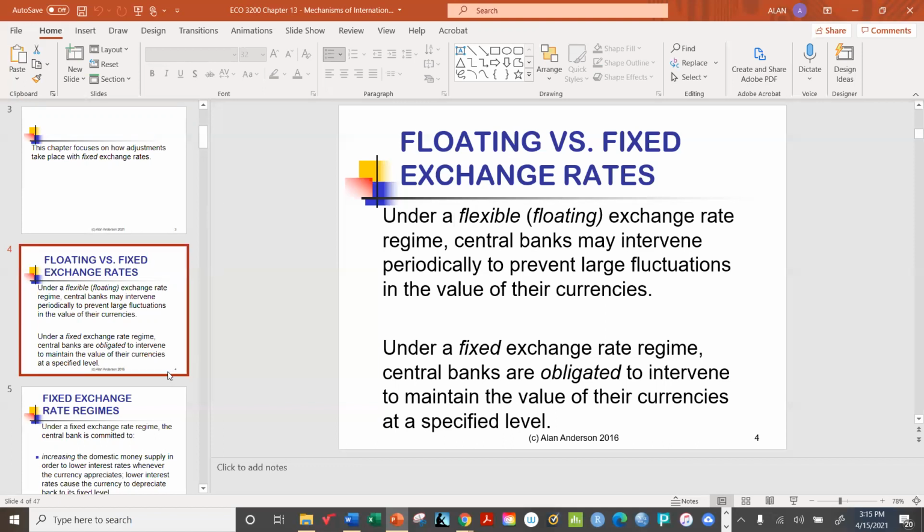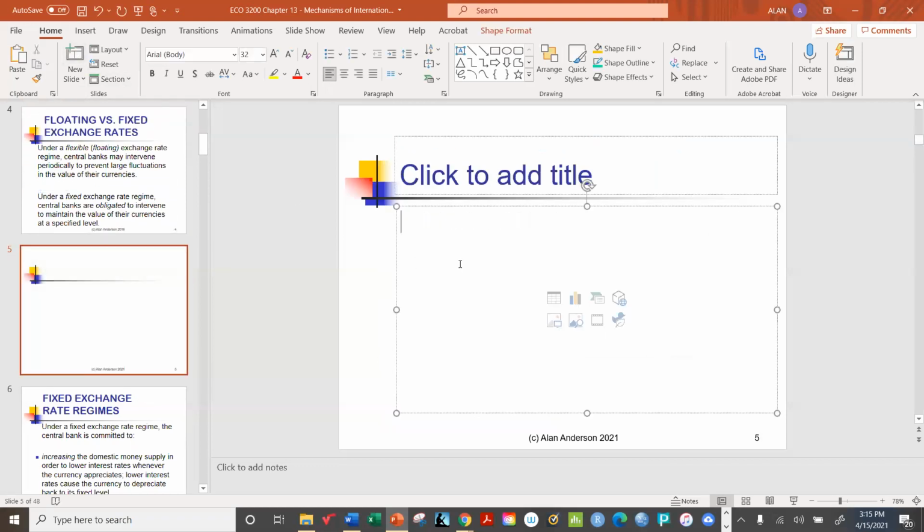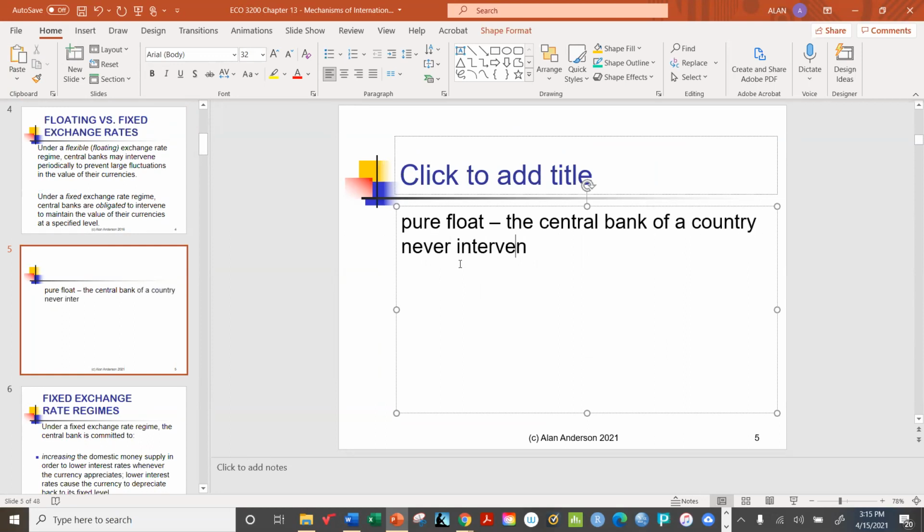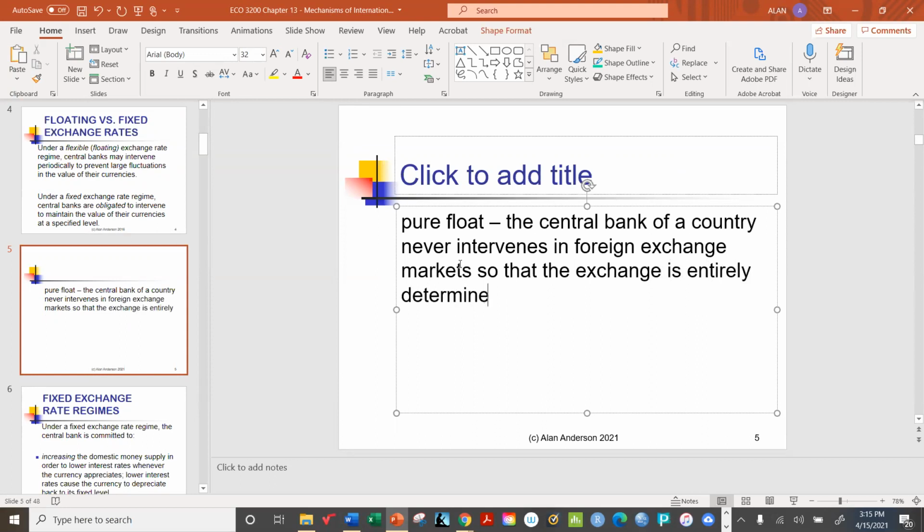Technically, let me just sneak this in here for a second. If you want to be super technical about this, a pure float means that the central bank of a country never intervenes in foreign exchange markets, so that the exchange rate is entirely determined by supply and demand. Okay, so in other words, the markets take care of that.